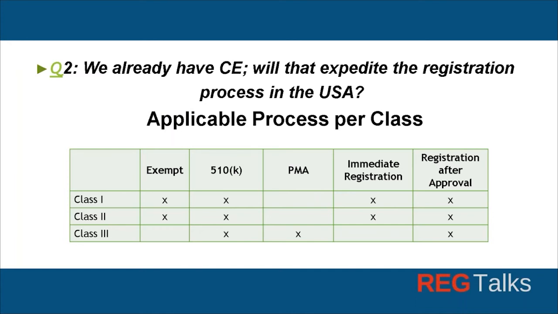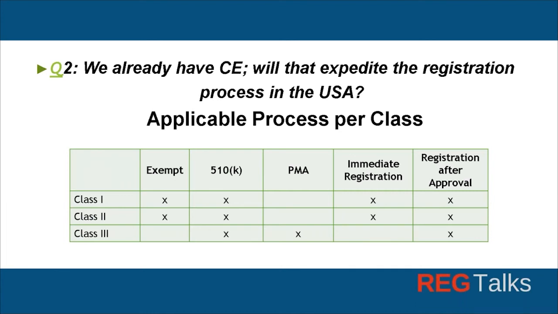So here you can see a little bit of an overview of the process, what's required. All medical devices need to be registered and established and listed post approval if approval is required. So in this case, if you have a class 1 low risk device which does not require a 510K, you still need to register it, but you can do it immediately.